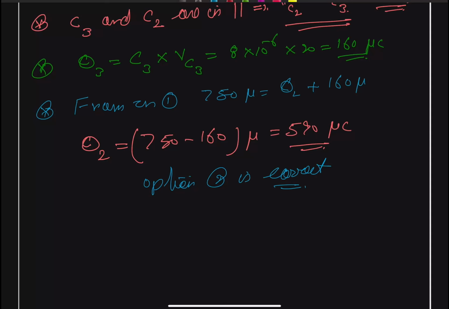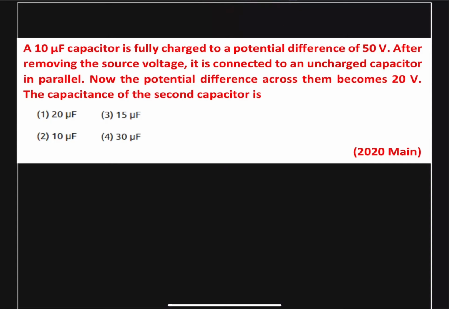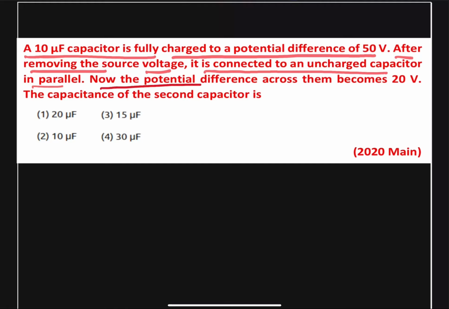Next question. A 10 microfarad capacitor is fully charged to a potential difference of 50 volt. After removing the source voltage, it is connected to an uncharged capacitor in parallel. Now the potential difference across them becomes 20 volt. The capacitance of the second capacitor is.